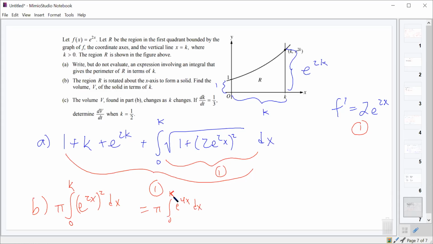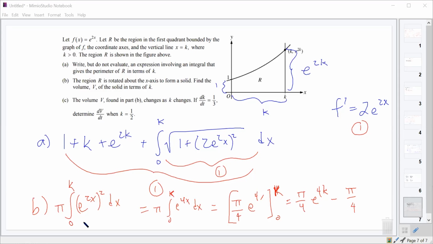And when you integrate e to the 4x, what do you get? Should end up with pi still there. Should have a 1/4 e to the 4x from 0 to k. So that would be pi over 4 e to the 4k minus pi over 4. And that was worth 4 points.